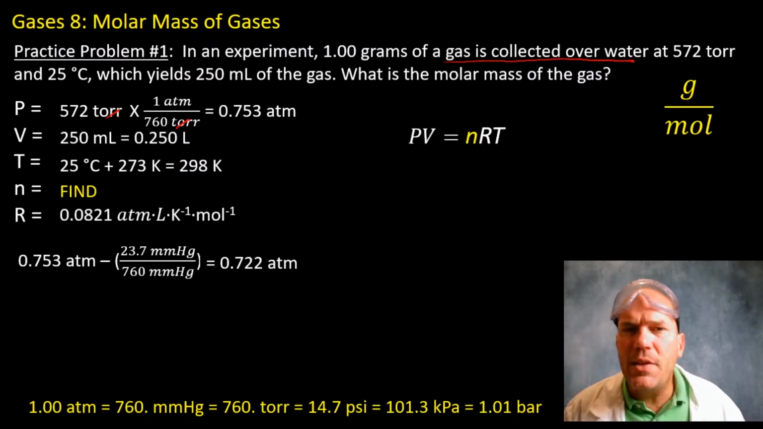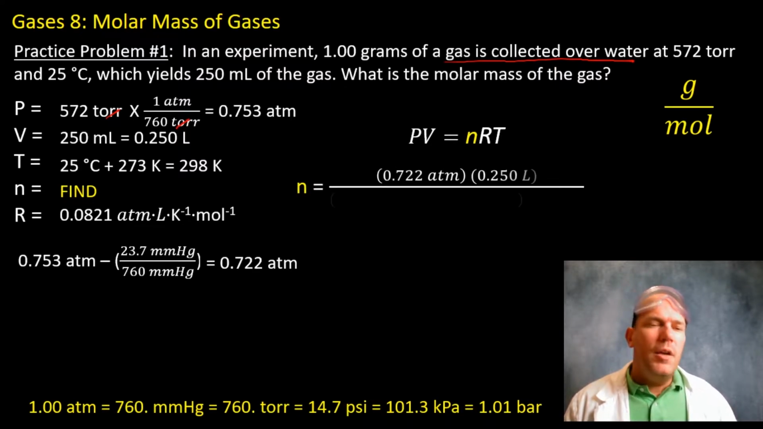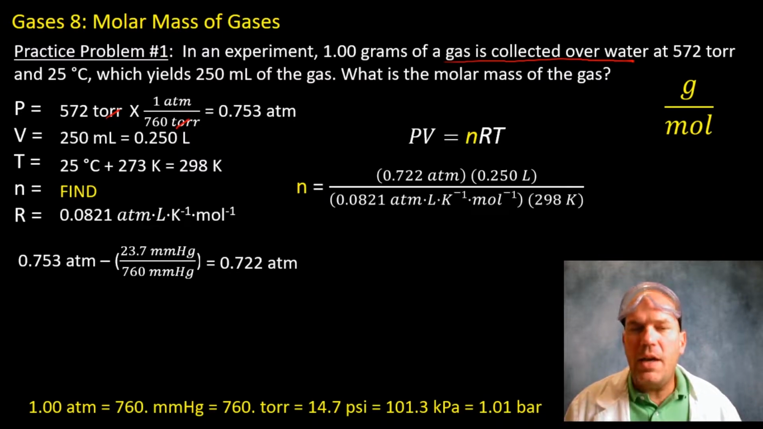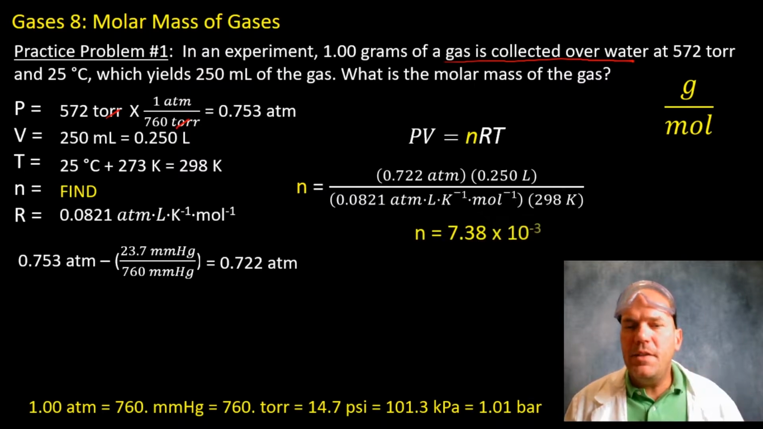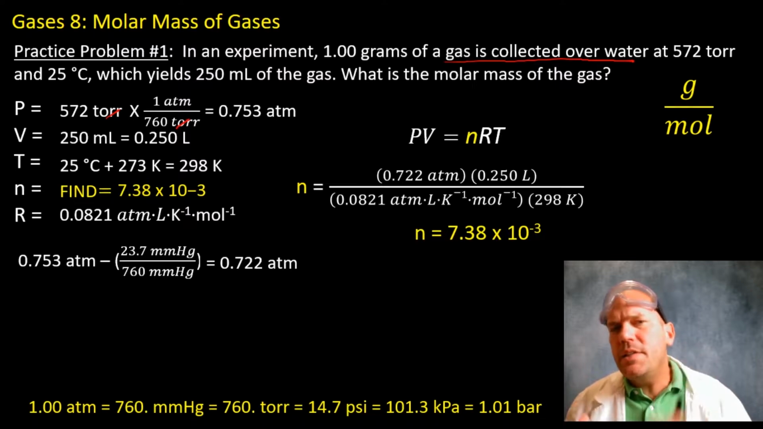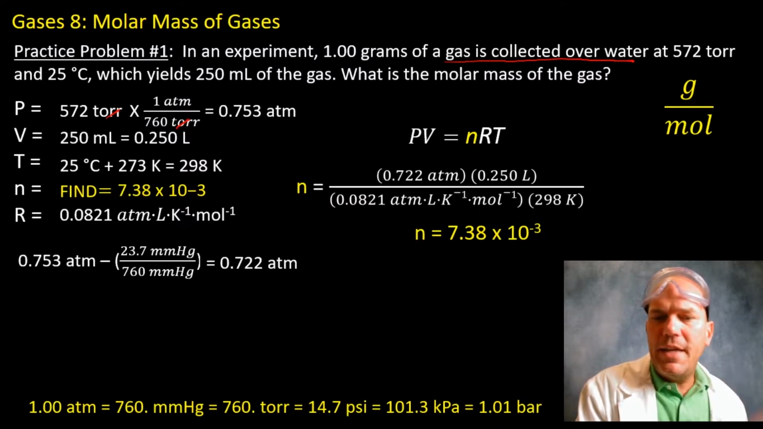Now we can use the ideal gas law, and we can rearrange this to solve for the moles of our unknown gas. We have everything we need. We can put this into the ideal gas law equation and finally solve for moles. With 3 significant figures, we get 7.38 times 10 to the negative third moles of this particular gas.